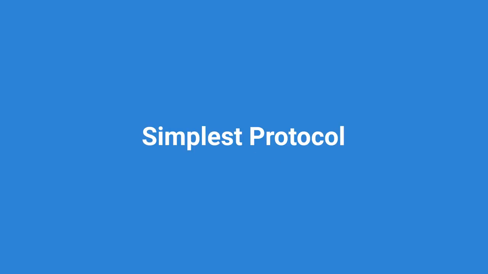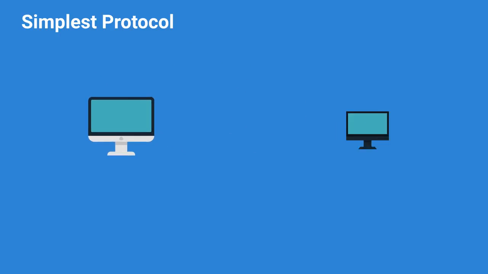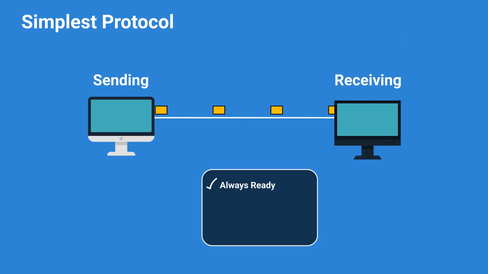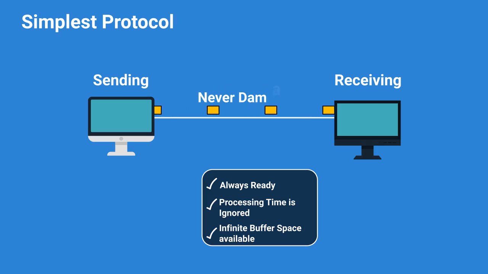Simplest protocol. As an initial example, we will consider a protocol that is as simple as it can be, because it does not worry about the possibility of anything going wrong. The sending and receiving network layers are always ready. Processing time is ignored. Infinite buffer space is available. And the communication channel between the two data link layers never damages or loses frames. This is a thoroughly unrealistic protocol, which we call simplest for lack of any other name, and it is simply to show the basic structure on which we will build the real protocols.